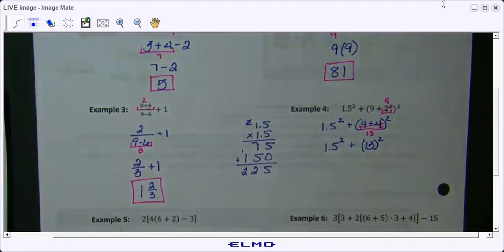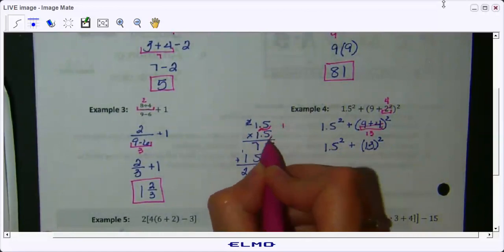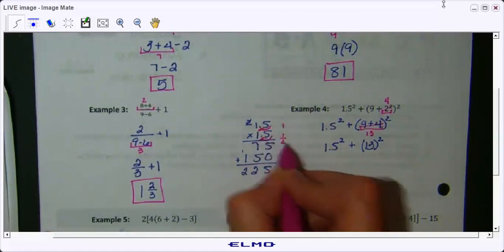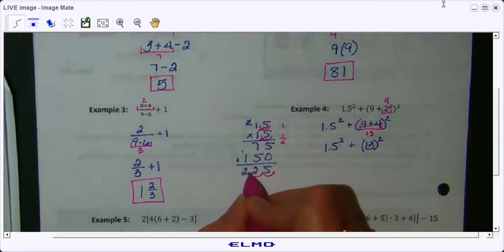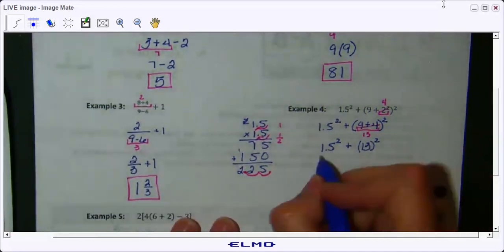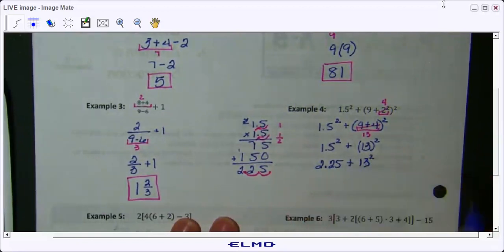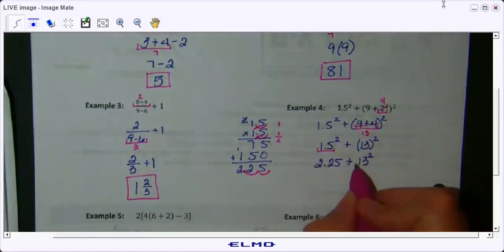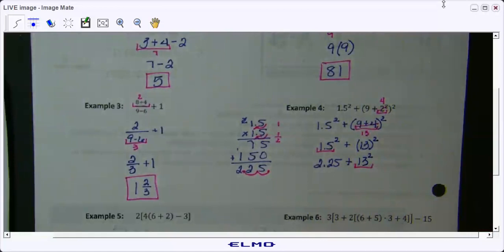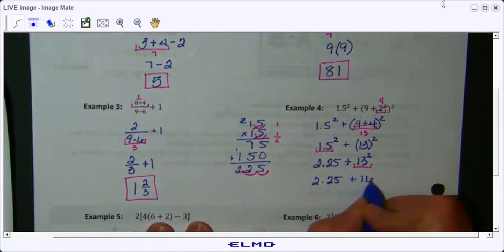Okay. Now what I have to do is look at where my decimals are. So in this case, I have a decimal over one place here, a decimal over one place here. I add those up, I get 2, which means that I have to place my decimal 2 places inward. So 1.5 squared is 2.25. Okay. Now I'm going to do 13 squared. Does anyone know what 13 squared is? 169. Good job, guys. 2.25 plus 169.